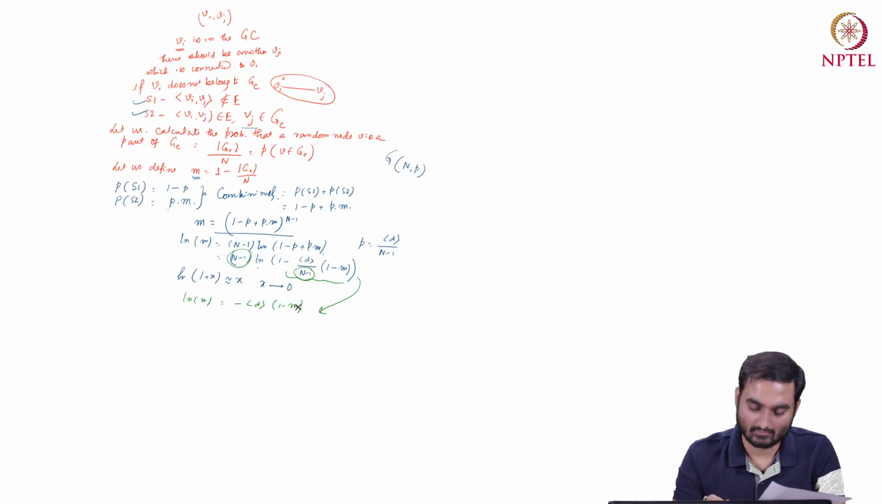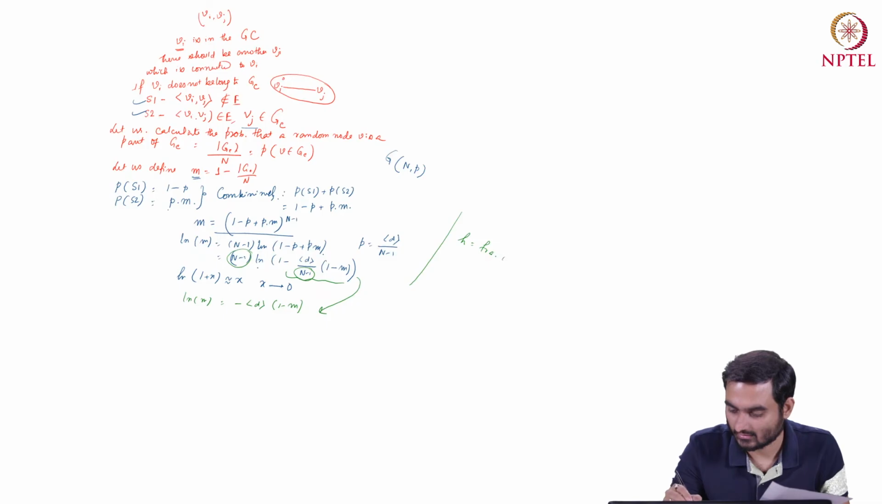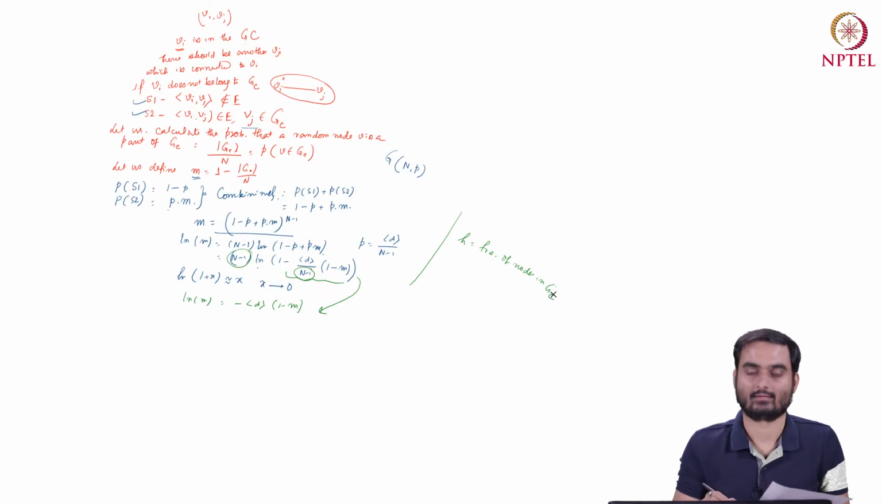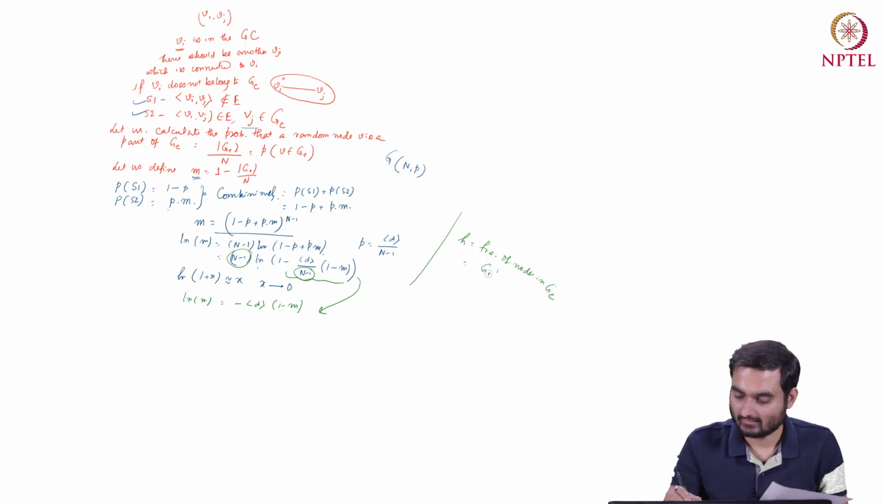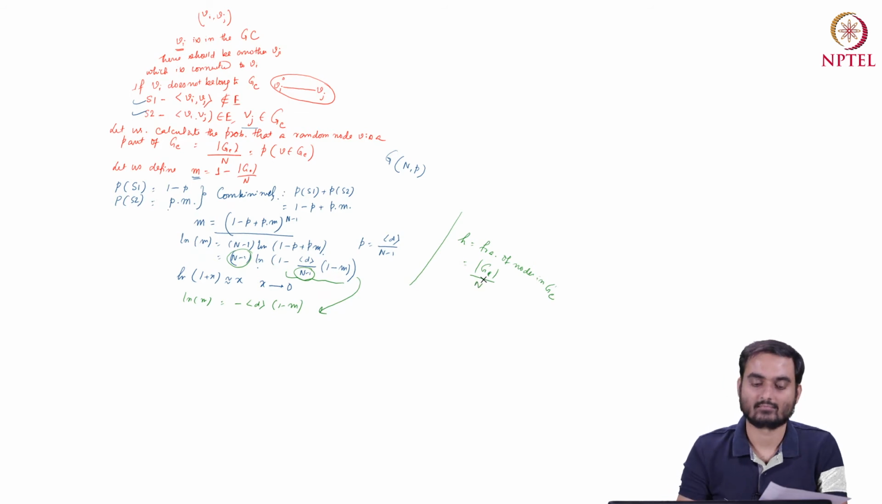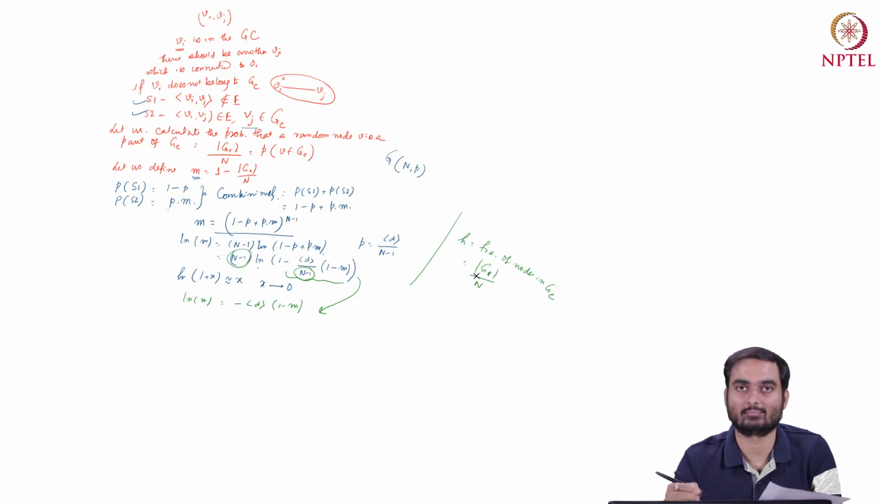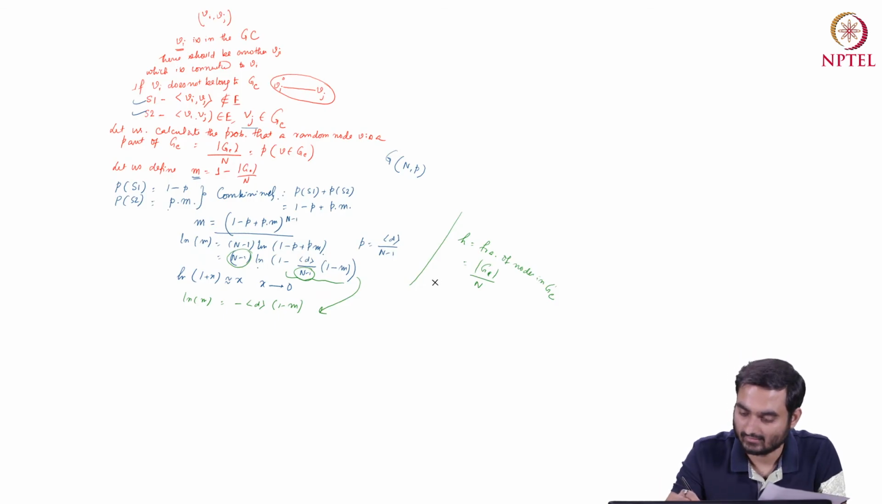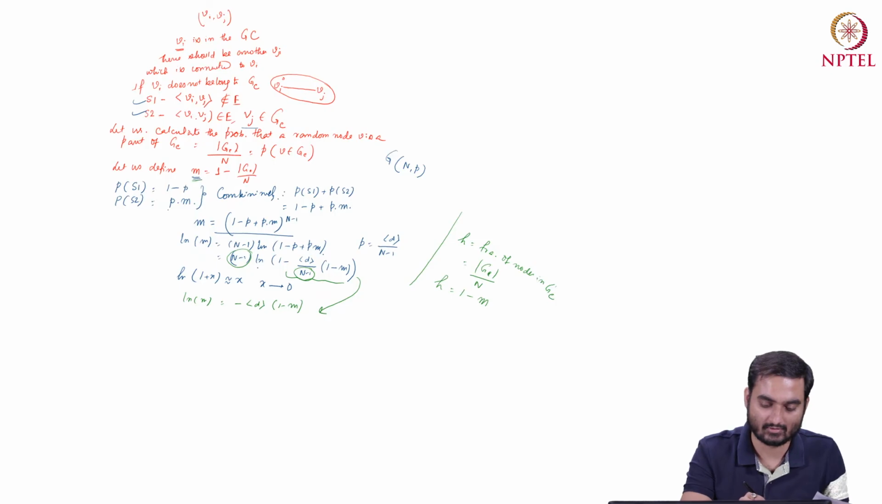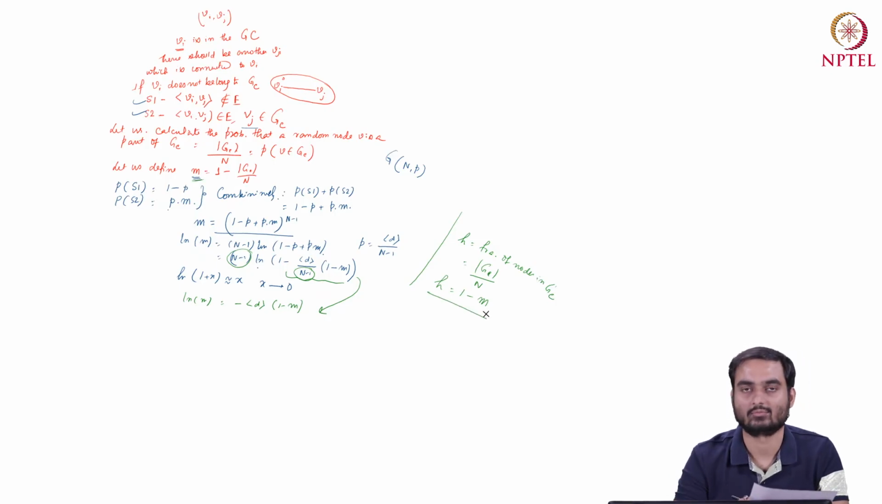Now let us assume another notation, h. What is h? h is the fraction of nodes in the giant component. Essentially h is the size of Gc divided by n. This is also the same as the probability of a node belonging to the giant component. M is the probability of not belonging to the giant component, so h is the same as 1 minus M.